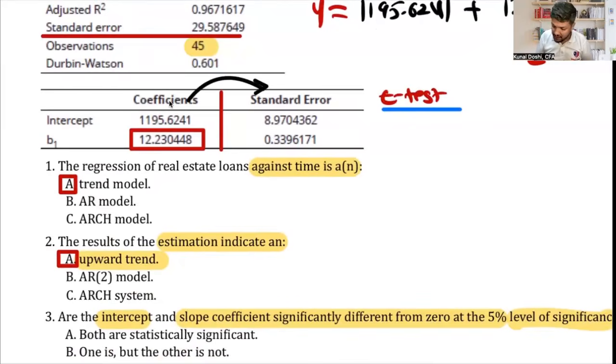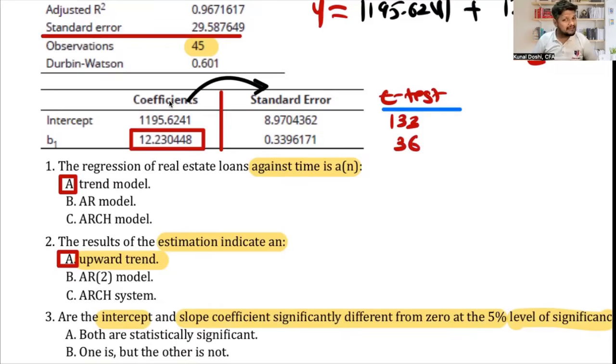So 1195.6241 divided by 8.9704362. You can just round it off. It is going to give you 133. Am I correct? Rounding off. Same way, you will do 12.230448 divided by 0.3396. You'll get around 36 approximately, correct?